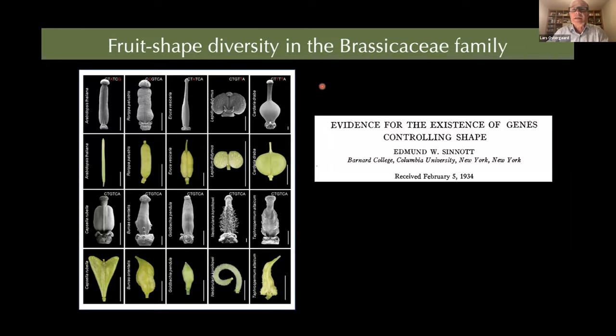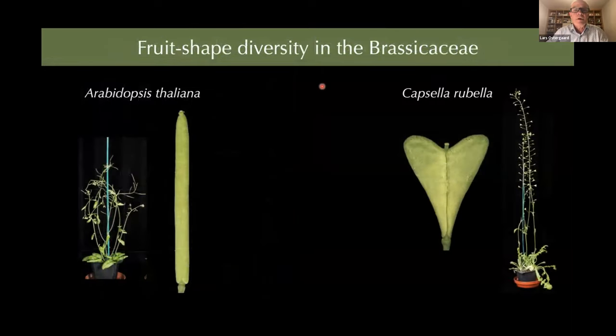Ed Sinnott, who was a professor at Columbia University in New York, already in the 30s, in the early days of genetics, talked about evidence that genes are in fact controlling the shape of organs. And he was studying pumpkin at the time. We don't study pumpkin. We study a very well-established model plant called Arabidopsis.